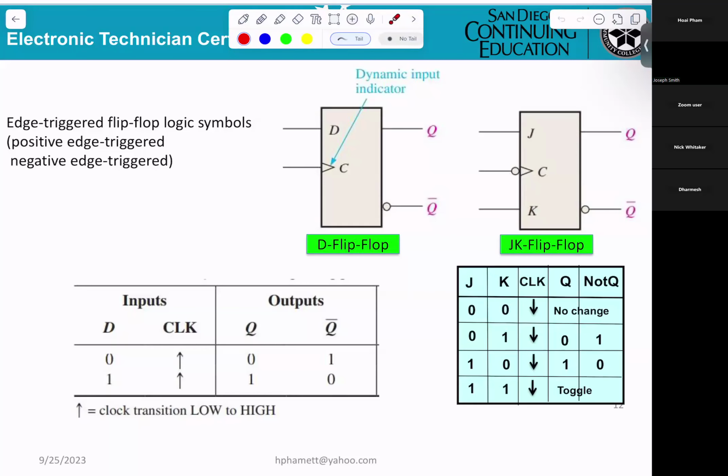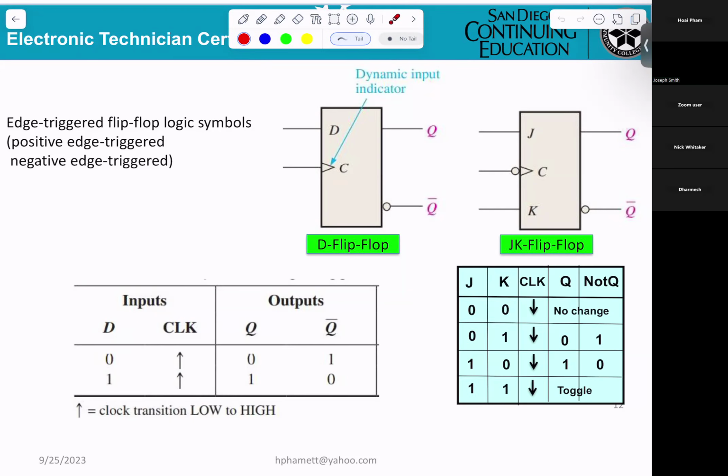Sam, are you there? Hello, Smith. Hello. Do you hear me? Okay, anyway. Can anybody out there hear me? Can you hear Mr. Pham? Yeah, I hear you. You hear me? Okay.